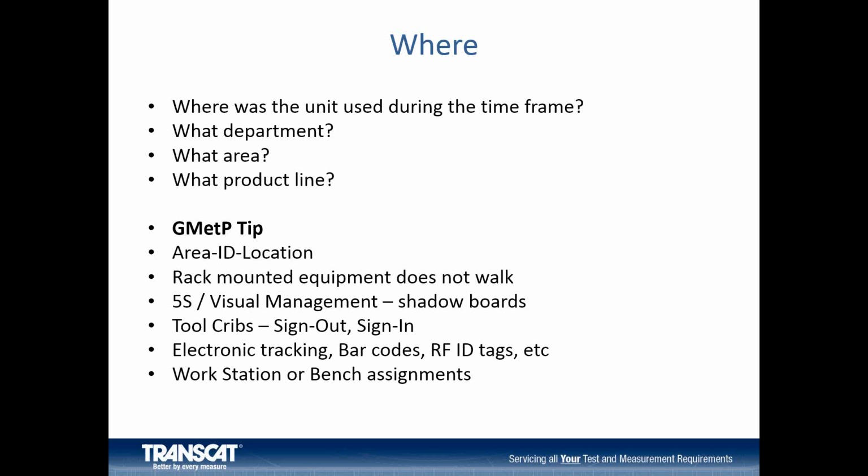5S, visual management, shadow boards. Put your test equipment and workstations up on shadow boards. Think about using tool cribs. Sign equipment out, sign equipment in. These are things you can do to control where things go and where they are and who's using them. Consider electronic tracking systems, barcodes, RFID tags. Assign workstations and workbenches.